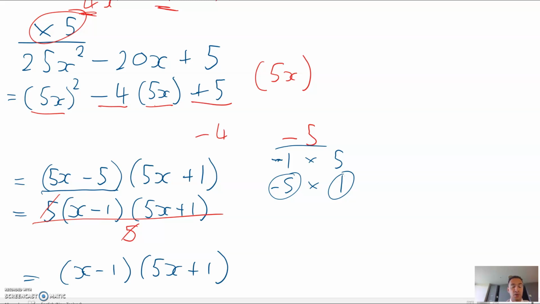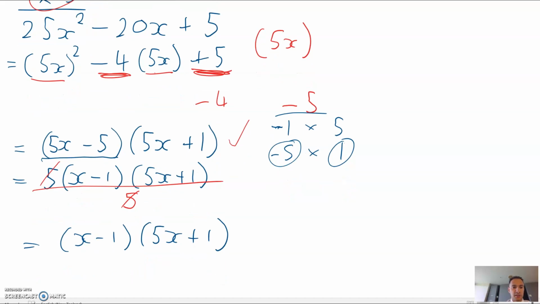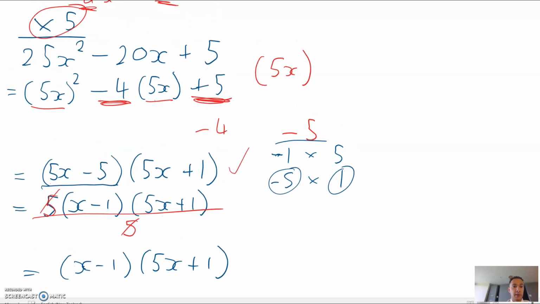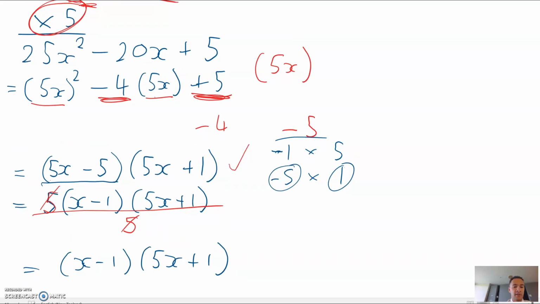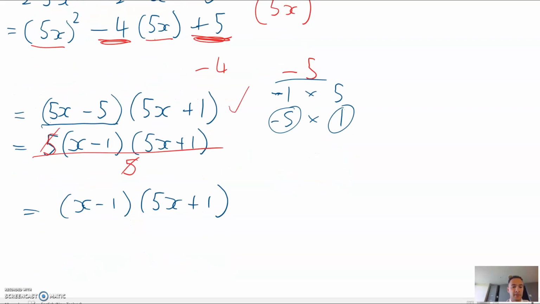And now we notice it's just a normal quadratic. We've got a plus 5 and a minus 4. So we just did our normal method that we know how to do. And we got these two brackets here. Then what we noticed is we could take out a common factor. So we did that. We took out 5 as a common factor. And then we remember that at the start we times everything by 5. So now we have to divide everything by 5. And that gives our final answer.